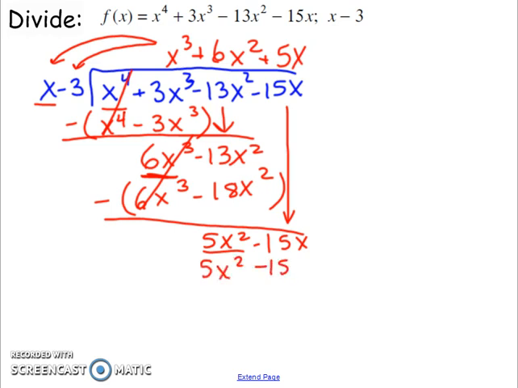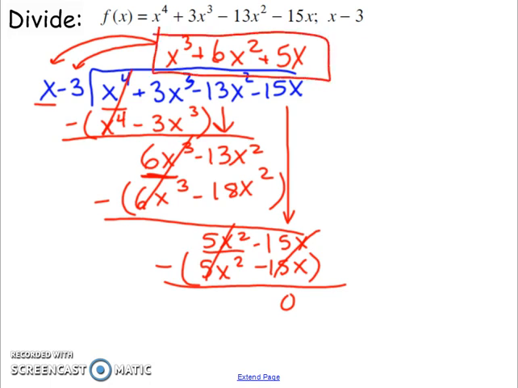That gives me negative 15x. When I subtract, everything's going to cancel out, so I have 0. So I have nothing else to fill in. Even if I tried to bring down the next term, it's a 0, so I'm going to end up with just zeros at the end. So we're done. It goes in evenly, and x cubed plus 6x squared plus 5x is the solution here.